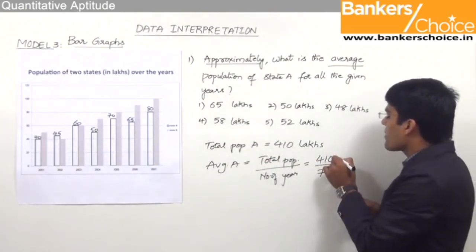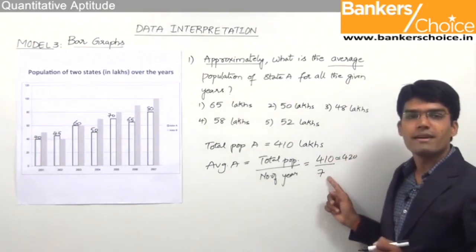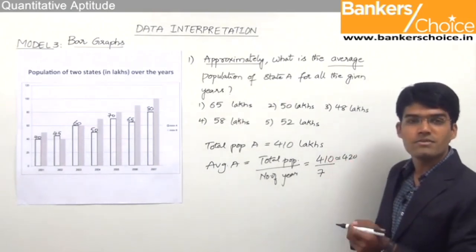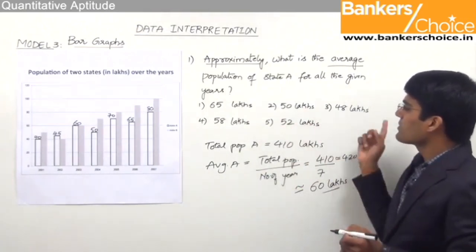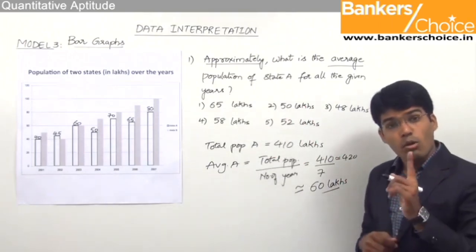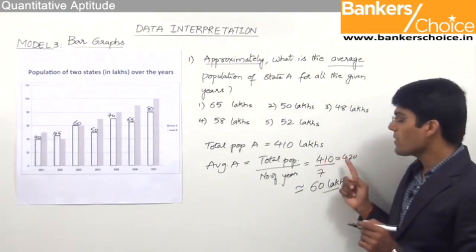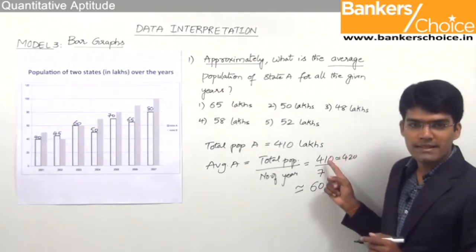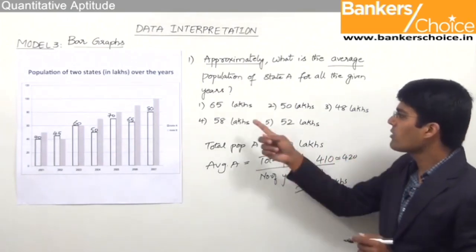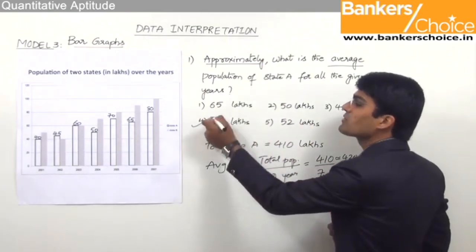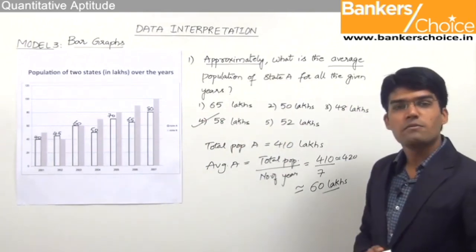Now 410 can be approximately taken as 420. So 410 by 7 is almost equivalent to 420 by 7. We know that 420 by 7 is equal to 60. So we can say the approximate answer here will be equal to 60 lakhs. But out of the given options, no option is exactly 60 lakhs. We also understand that the actual answer should be less than 60 lakhs. Why? Because actual numerator is less. Approximately we have taken it as 420. Actual numerator is less. When the actual numerator is less, actual value will also be less. So it should be slightly less than 60. And out of the given options, the one which is slightly less than 60 here is option 4, 58 lakhs. So we can say that the approximate average population of state A is equal to 58 lakhs.